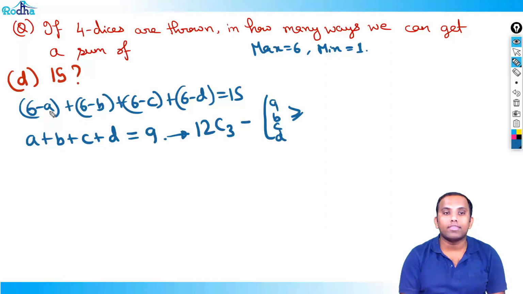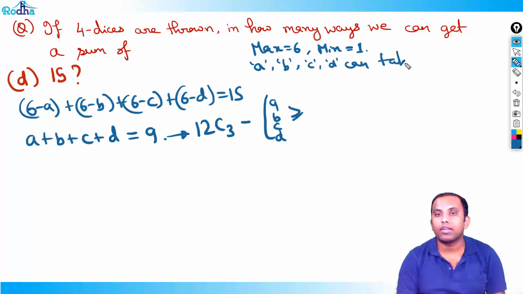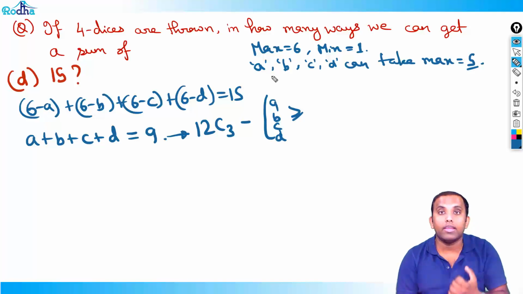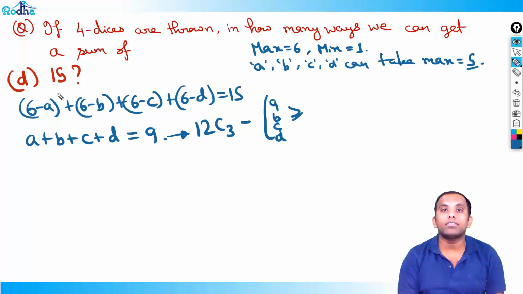A can take a maximum of 5, because 6 minus 5 will be 1, right? So a small a, a small b, a small c and a small d can take a maximum value of 5, because in that case 6 minus 5 will be 1. It can't take 6, because if small a is 6, then what is the actual number on the dice? 6 minus 6, it is 0. 0 can't be there on a dice, right?